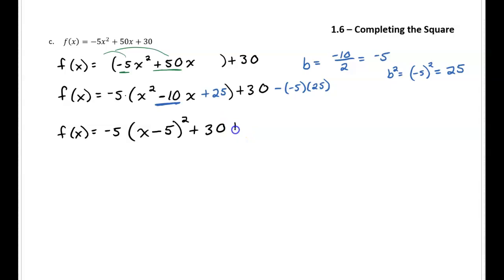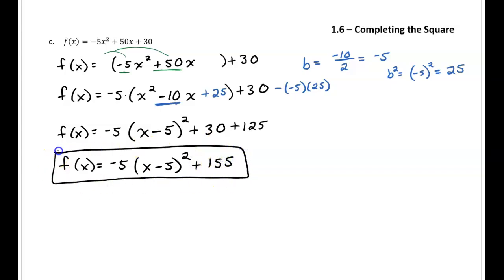Negative and a negative will give me a positive. 5 times 25 is 125. So that's a little nicer, and then I can add them up. We have then the function is negative 5 open parentheses x minus 5 close parentheses, all of that quantity squared, plus 155. And there's our answer.